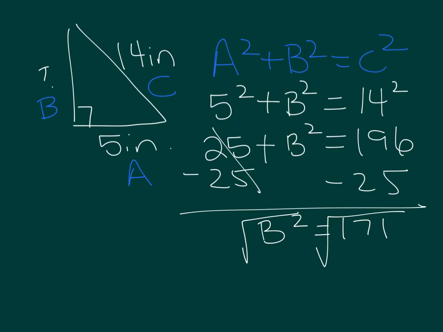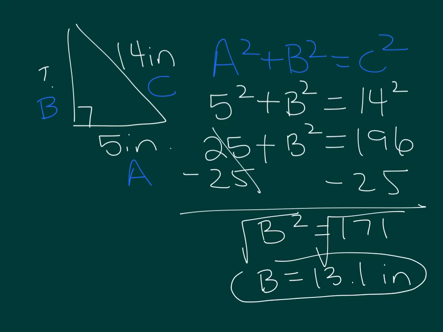So of course for the test you're going to want to make sure you actually have a calculator. When I take the square root of 171, I believe it came up to be 13.1 to the nearest tenth, and I believe on the test I will ask you to the nearest tenth. So there's how you do a Pythagorean theorem problem.